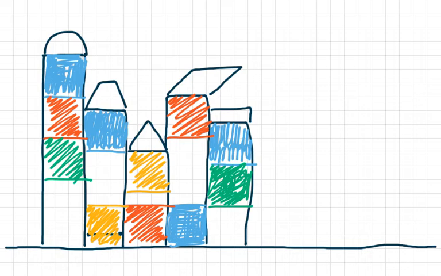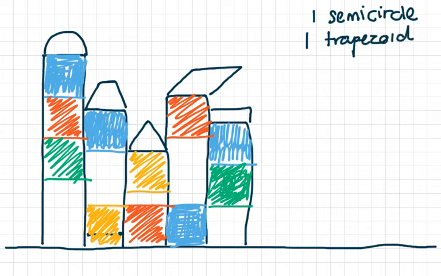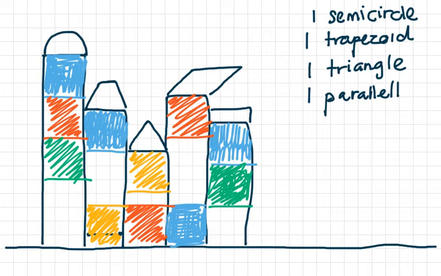Now, there are a couple of things that we can learn from this beautiful art. One is to get the kids to talk about the different shapes. So let's talk about the different shapes. What kind of shapes do we have? We have one semicircle, yes. All right, we have one trapezoid. We have one triangle. We have one parallelogram.